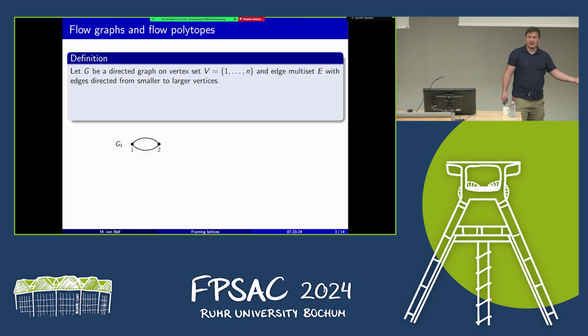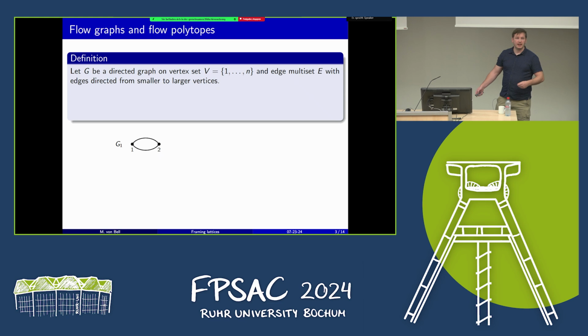But we start with a very basic thing, a directed graph, vertex set 1 through n, edge multiset E, and we're going to use a convention today that the edges are going to be directed from smaller to larger vertices. And so I'm always going to be directing edges from left to right, and so I'm going to omit the arrows on the edges so that you can actually see what's going on in bigger graphs.